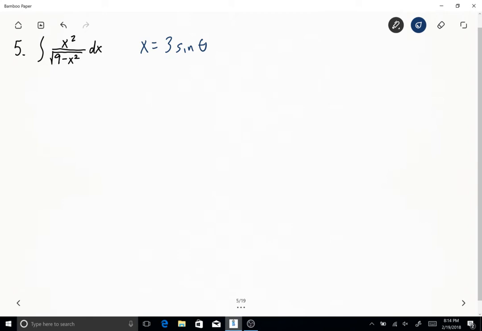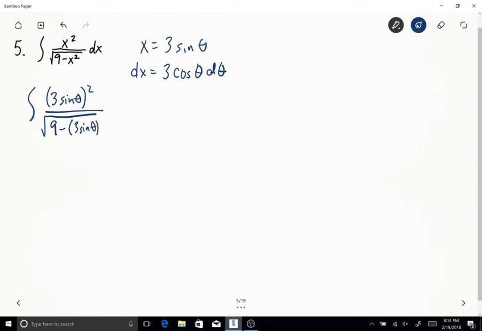If we have x equal to 3 sine of theta, notice that dx equals 3 cosine of theta d theta. From there, where do we go? Well, we can plug in our x values, so we get 3 sine of theta, the quantity squared, divided by the square root of 9 minus 3 sine of theta, the quantity squared, and then dx is 3 cosine theta d theta.